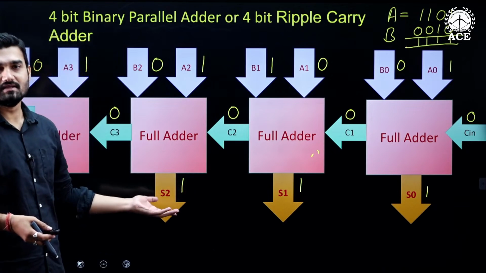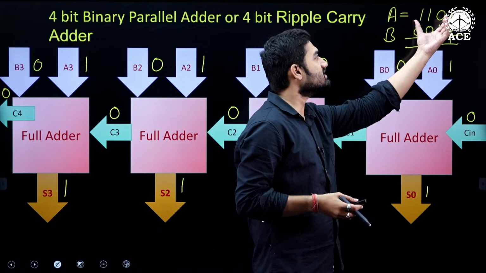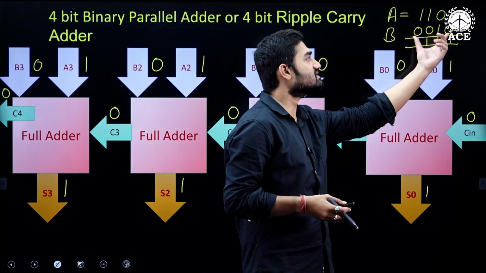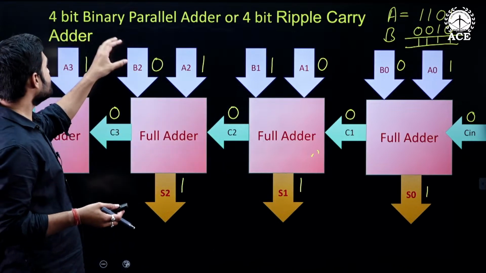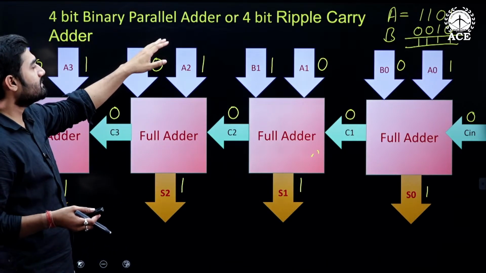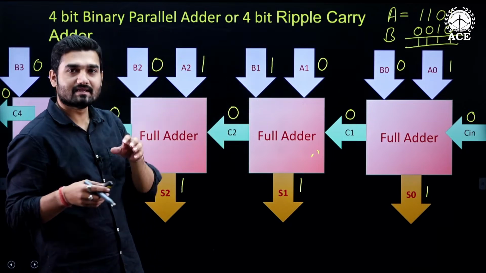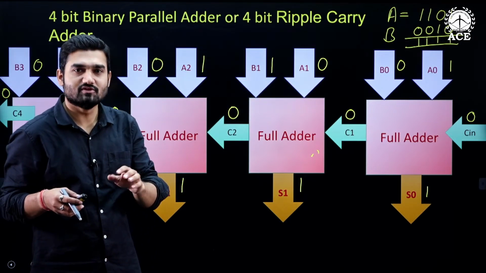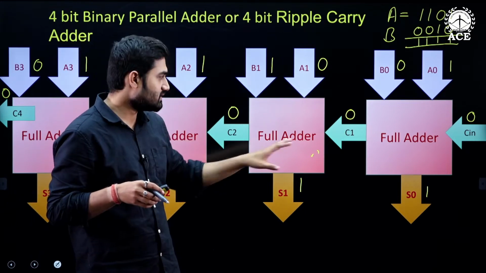Nothing is there. The only thing is, do you know how to represent this register data? That's all. Okay. So this diagram is also known as a 4-bit binary parallel adder or 4-bit ripple carry adder. Now in this particular diagram there can be so many questions, but let us stick with the B.Tech curriculum and stop ourselves here only.